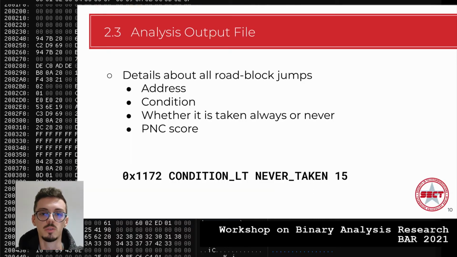Finally, the analysis tool outputs a human-readable text file, and this text file contains details about all the frontiers we have previously found. So the details here are the address, the condition of the conditional jump of the frontier, whether this condition was observed to be always true or always false, and finally, if applicable, the potential new coverage score. And at the bottom you can see an example line of an output file.